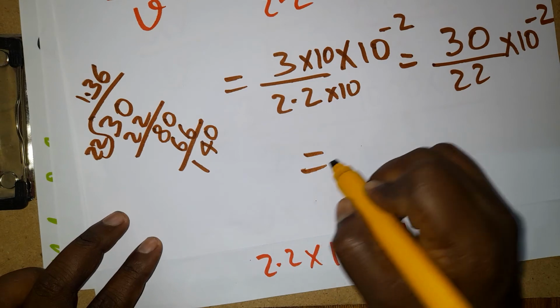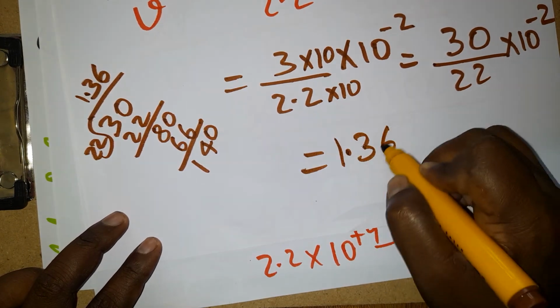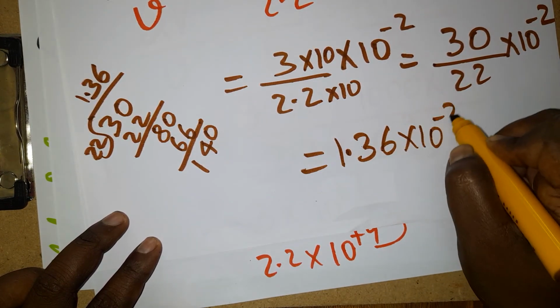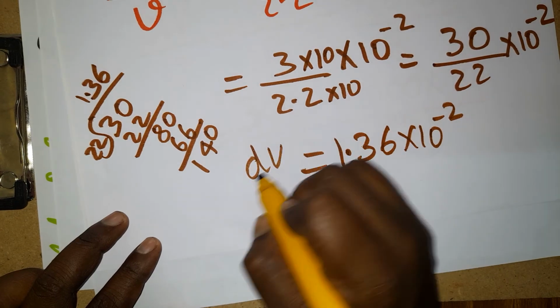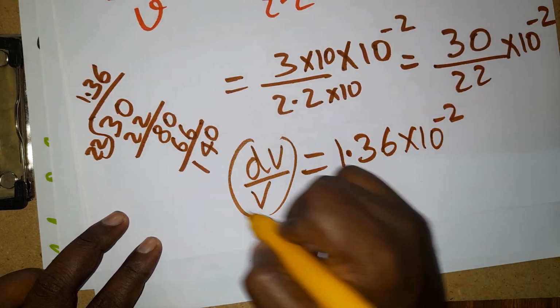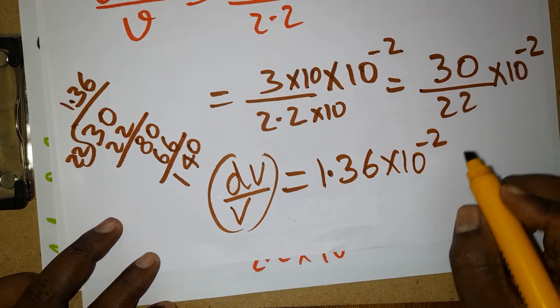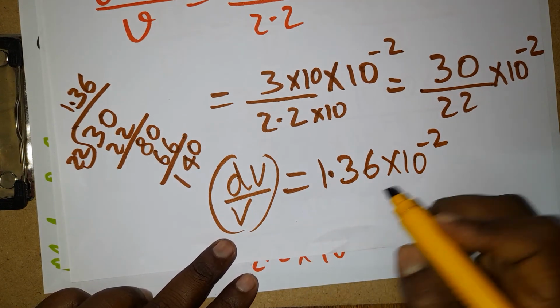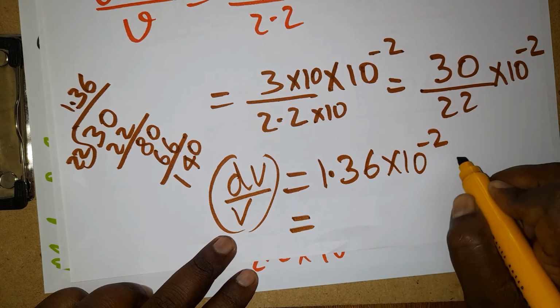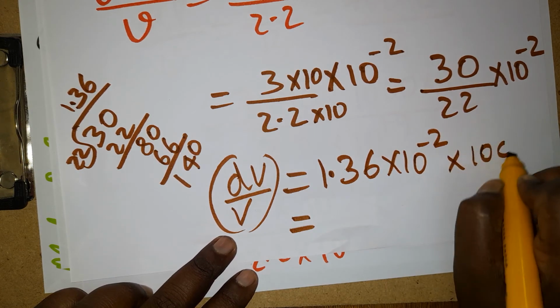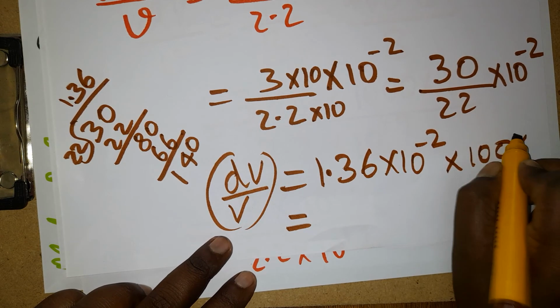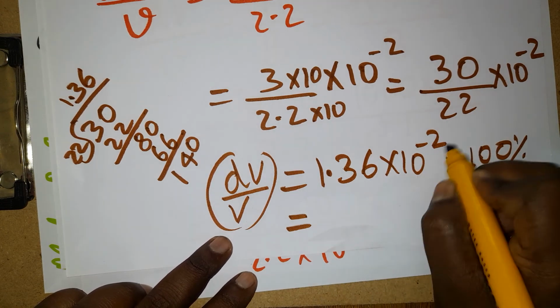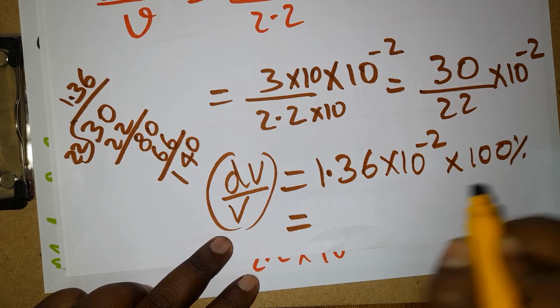So 1.36 into 10 power minus 2 is the answer. For changing volume by original volume, we don't have any unit because meter cube gets cancelled. So this is the changing volume by original volume. If you want to convert this strain into a percentage, multiply by 100. So 10 power minus 2 and 10 power plus 2 will cancel.